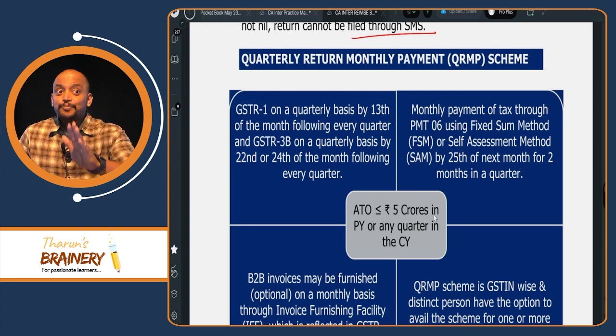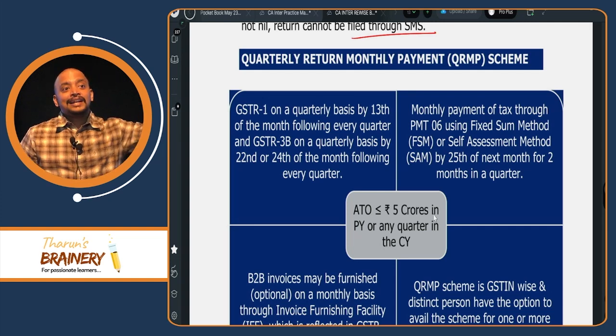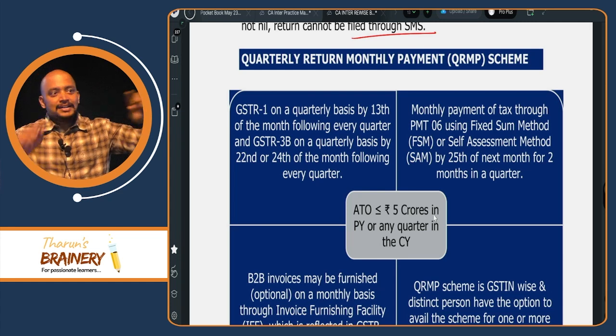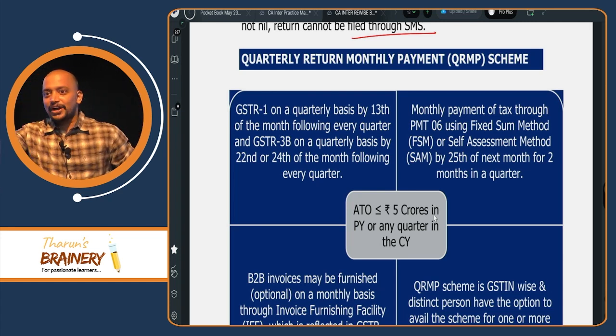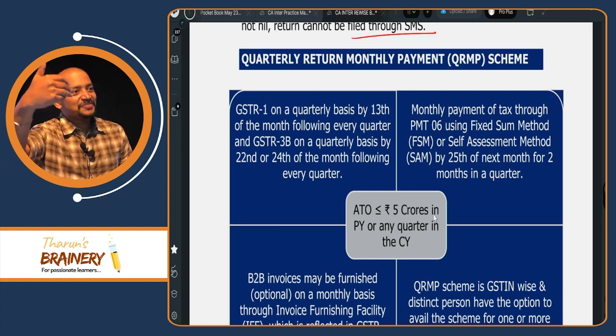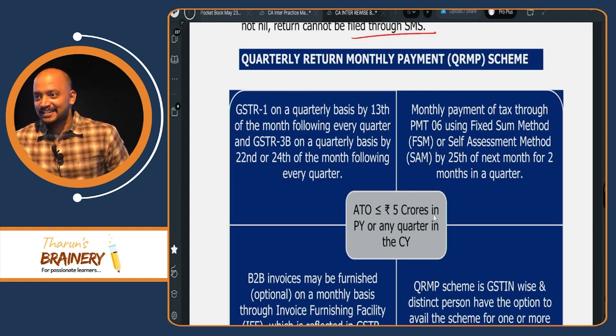You take the previous 3B, whatever liability you would have paid, and out of that, you pay 35%. What is this 35% logic? Simple. That 3B is for 3 months. Divided by 3, it is 33.33, rounded off to 35. You pay 35%. Sorry, sir, I will pay 35%.